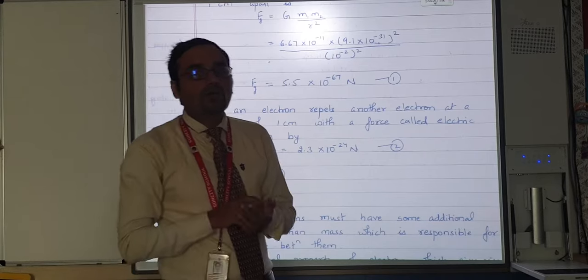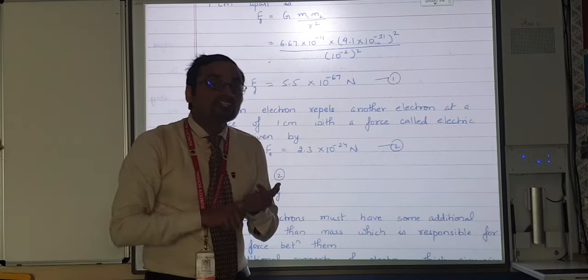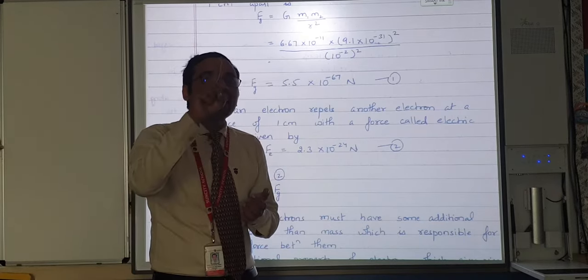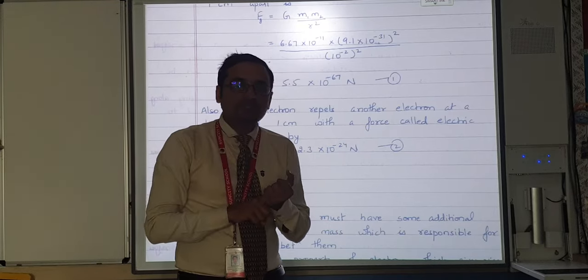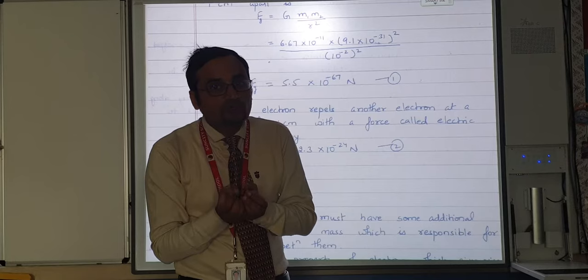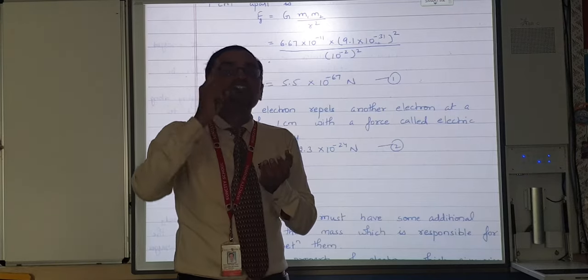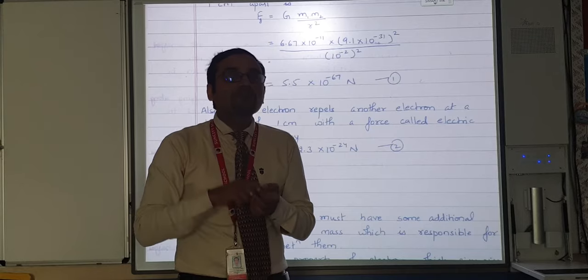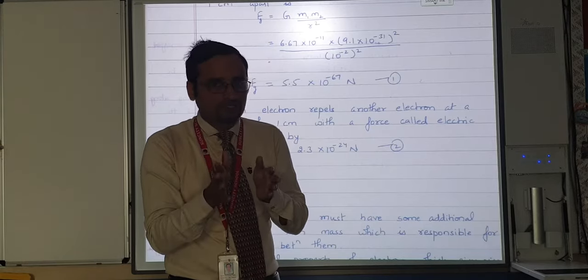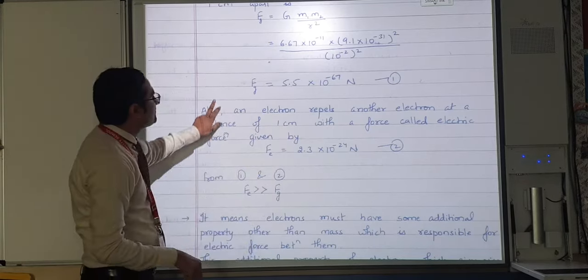Now comes the concept. That additional thing is called charge. So mass is responsible for the gravitational force of attraction, and charge is responsible for the electrostatic force of attraction or repulsion.